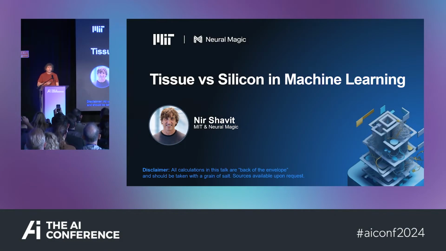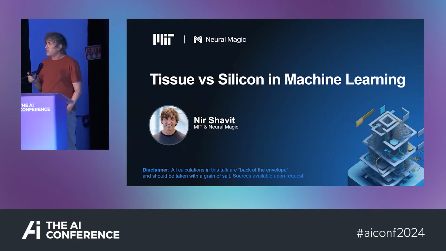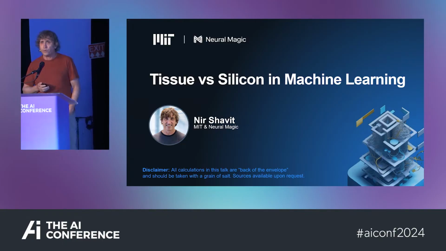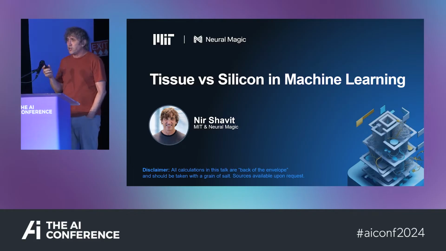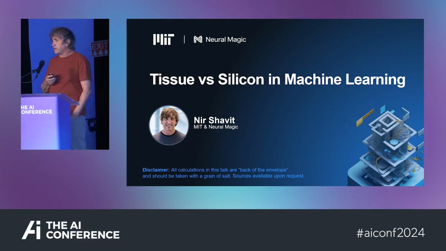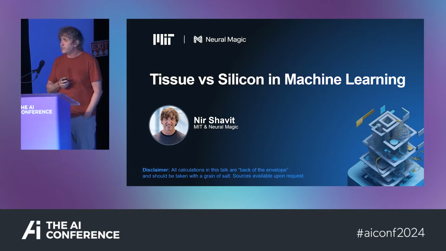So I'm a professor at MIT and also a founder of Neural Magic. I want to talk to you today a little bit about what I do at MIT, about my research. I want to touch on how learnings from computational neurobiology, which is a field that I do research in, impact and influence what we should be doing in machine learning.